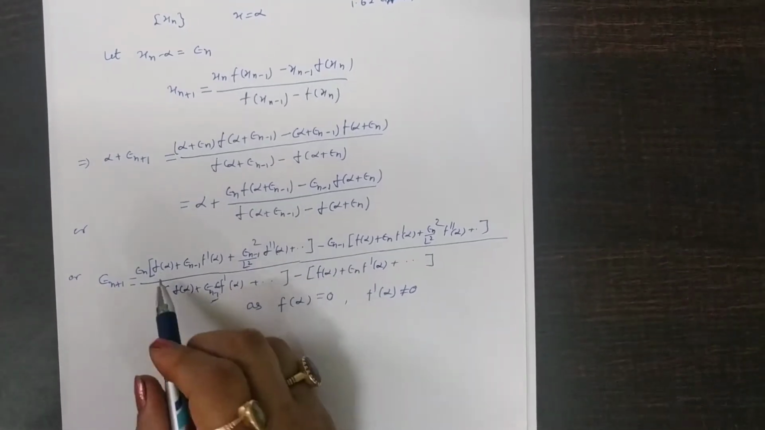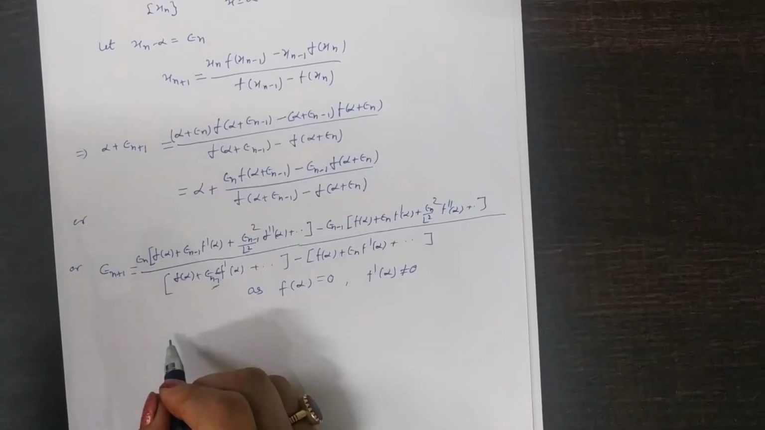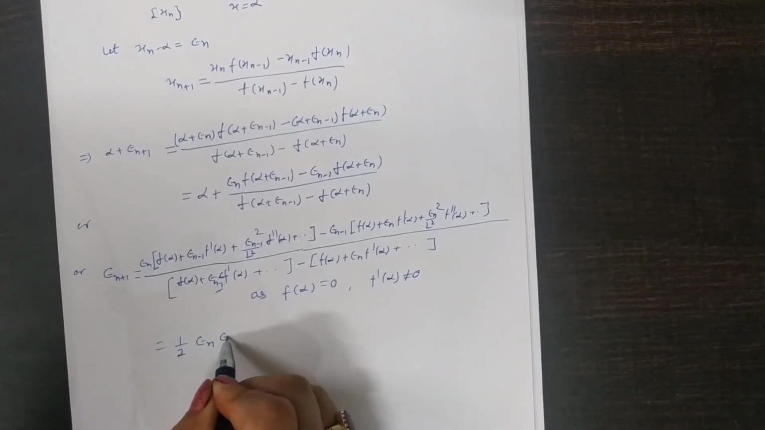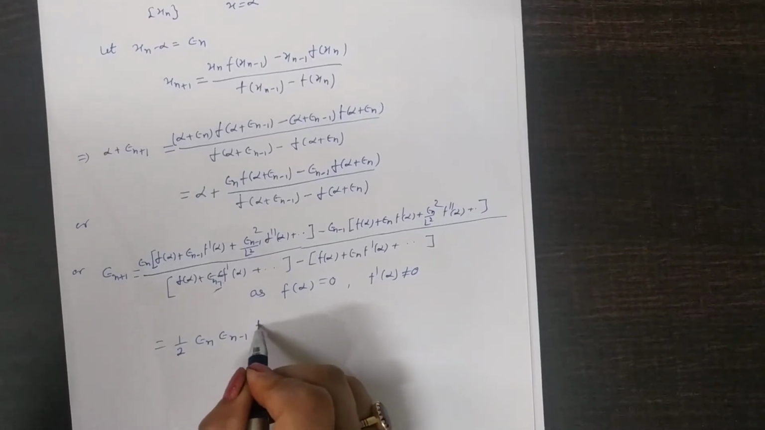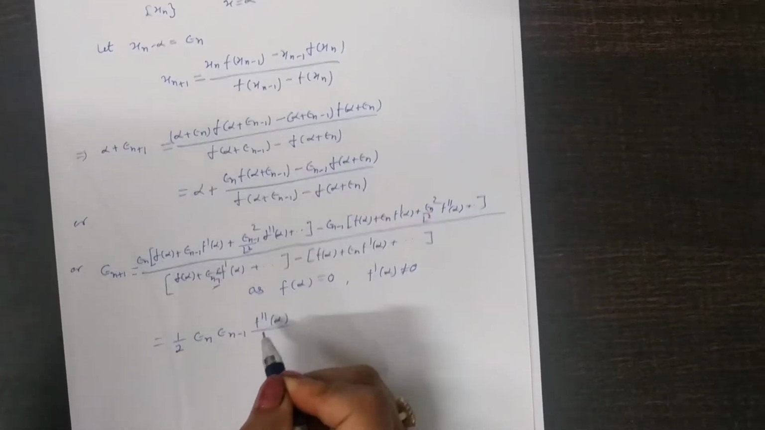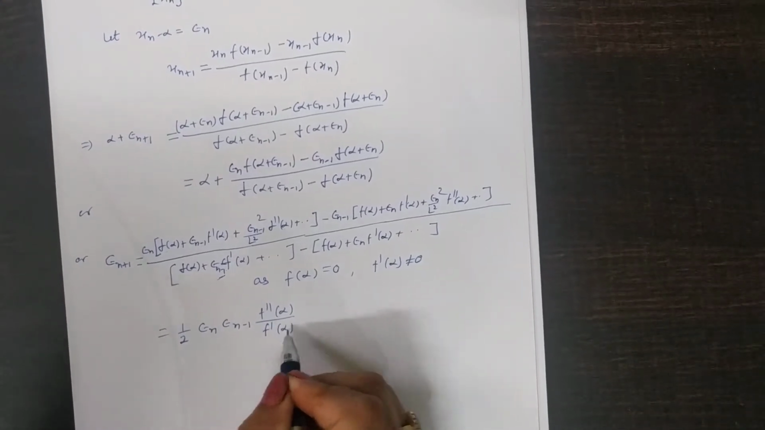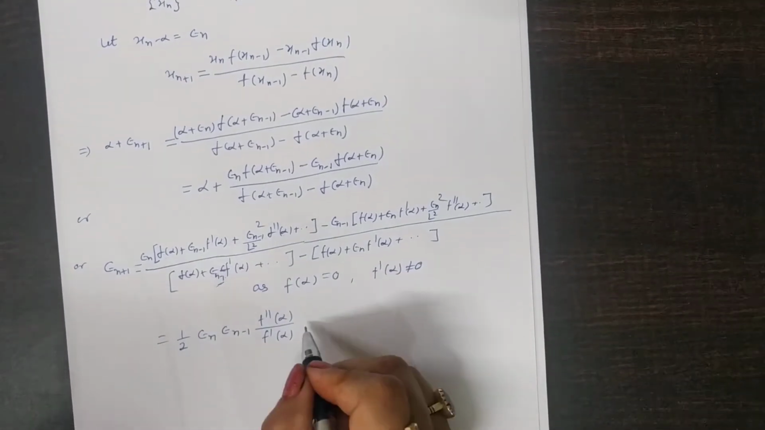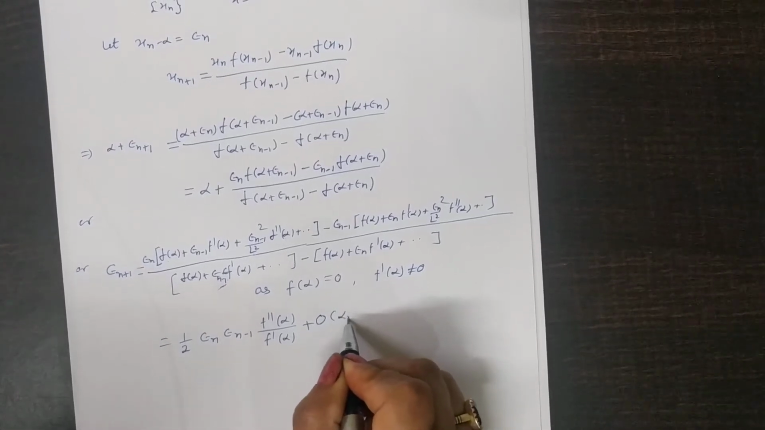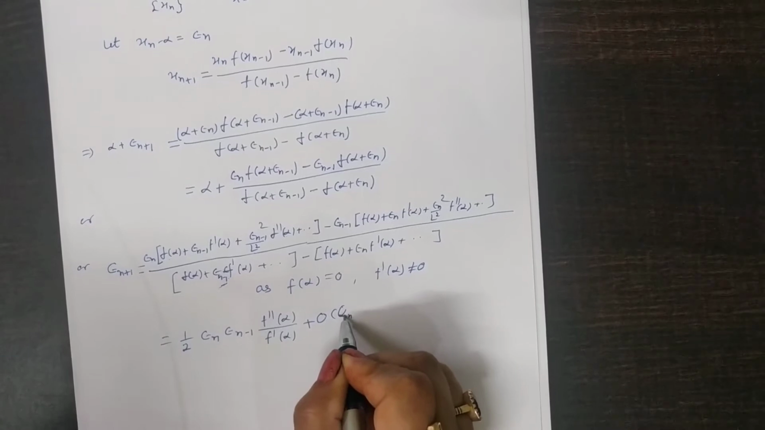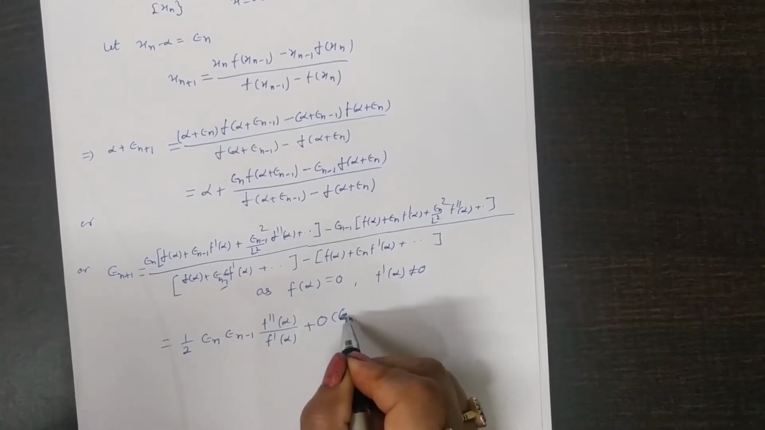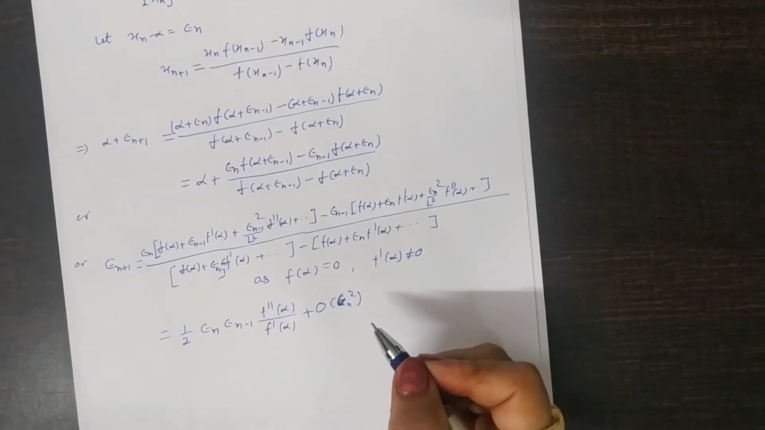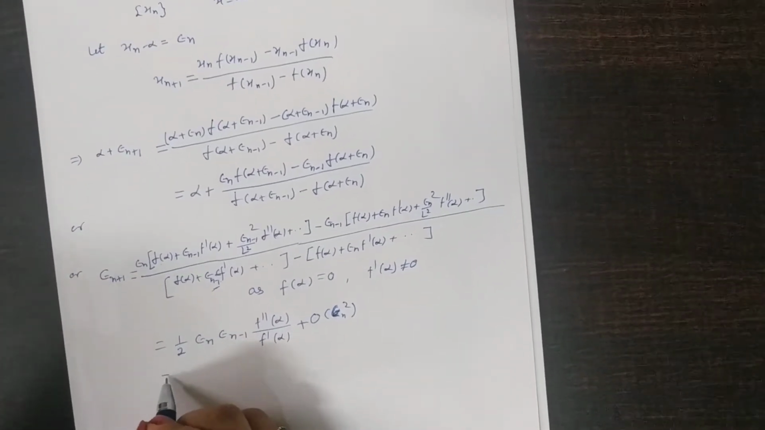So here this becomes the multiplied term, and now you get half of epsilon n minus 1 times f double dash alpha divided by f dash alpha, because you are dividing the numerator and denominator by f dash alpha, plus order of epsilon n square.